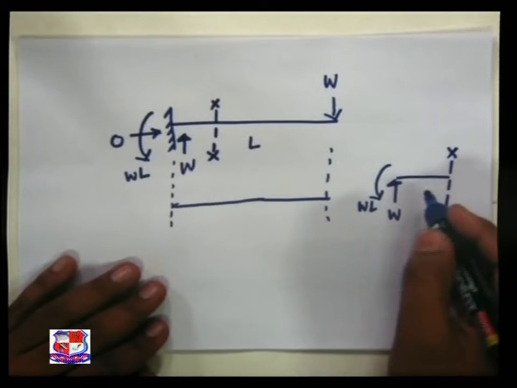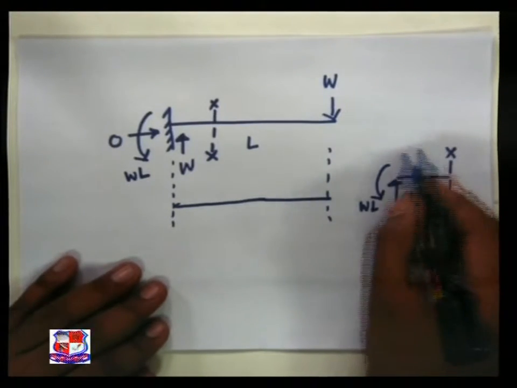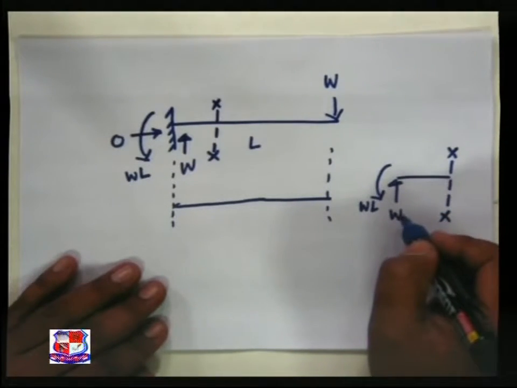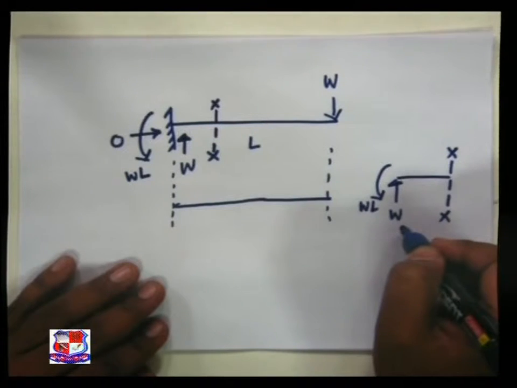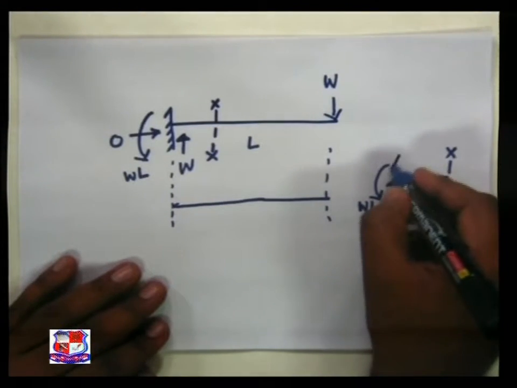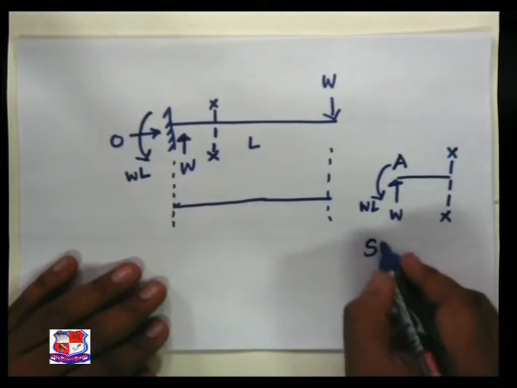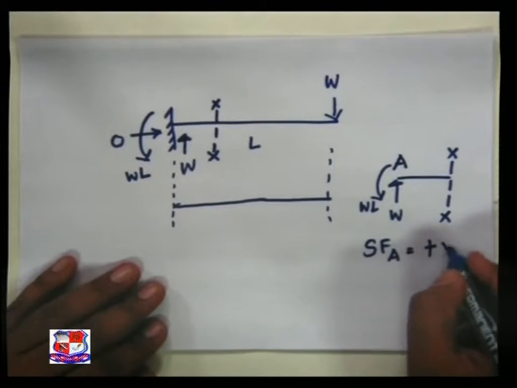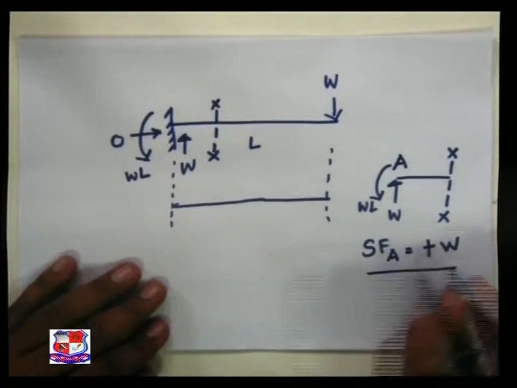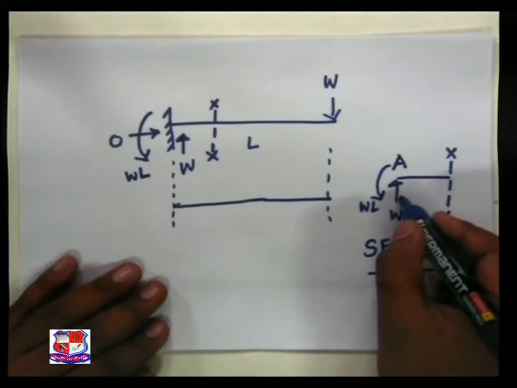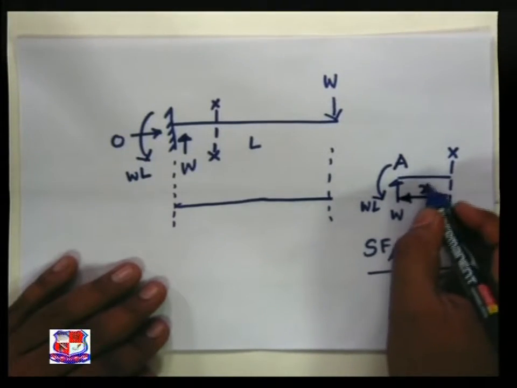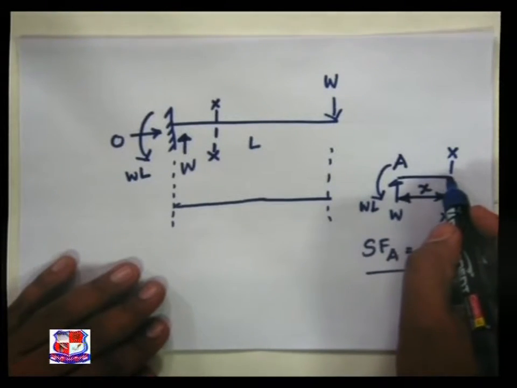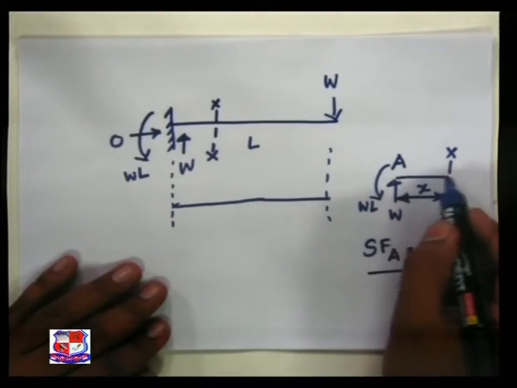Now it can be visualized over here. Within this section only one force is acting, that is RA, that is W. So if this is a support A, then shear force at A is equal to plus W. So within the range of X there is no force acting, hence the shear force is W throughout the section X.